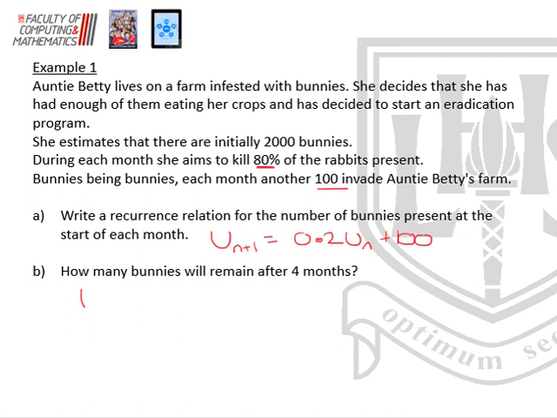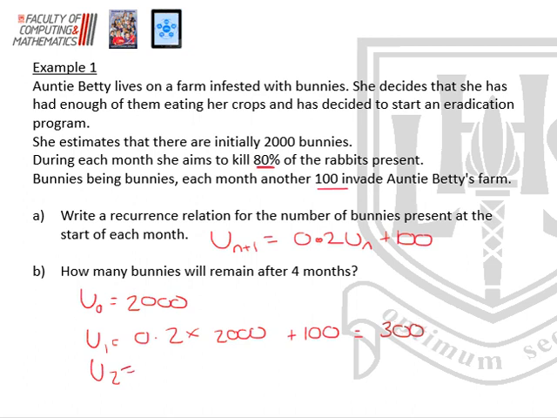Okay, so your U naught right at the very start is 2000. That's the only time it's 2000 there. To get U1, we're going to do 0.2 multiplied by 2000, add on another 100. So 0.2 of 2000 is 200, add another 100 is 300 rabbits after that first month. Okay, U2 is going to be exactly the same. It's 0.2 times 300, add another 100. So that's 160 there.